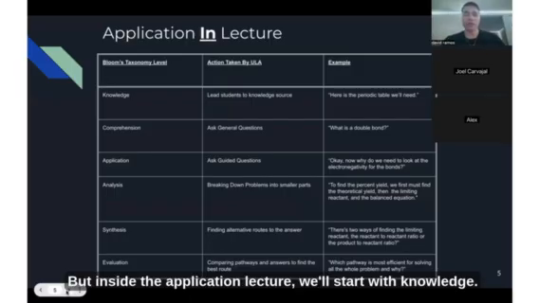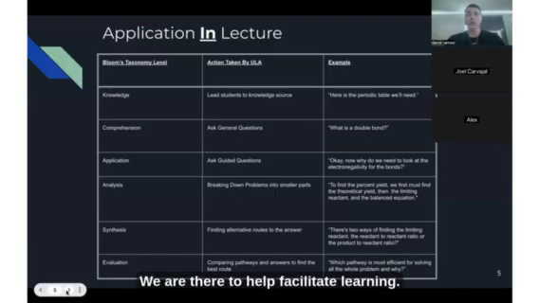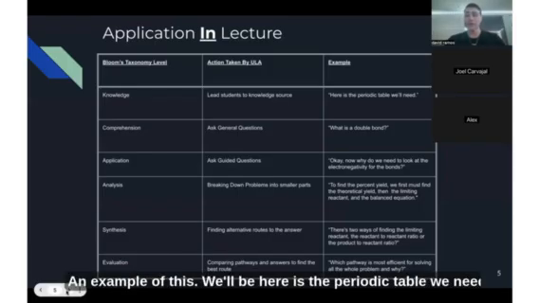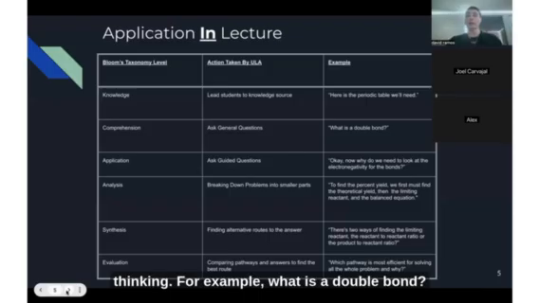But inside the lecture, we'll start with knowledge. For example, leading students to the knowledge source is our most critical point of the knowledge terminal. We are there to help facilitate learning. An example of this will be, here's the periodic table we need. Then we move on to comprehension, which is where we ask general and broad questions to help get students thinking. For example, what is a double bond?